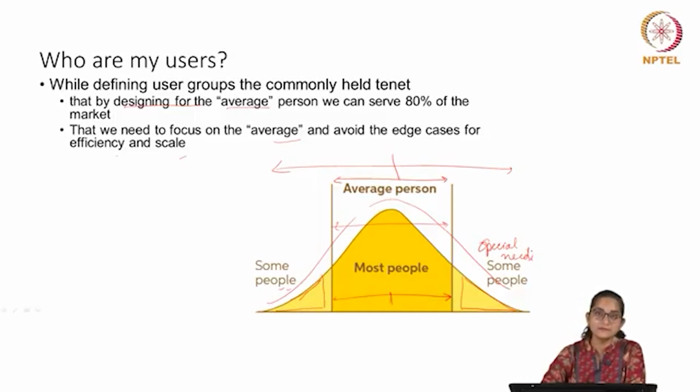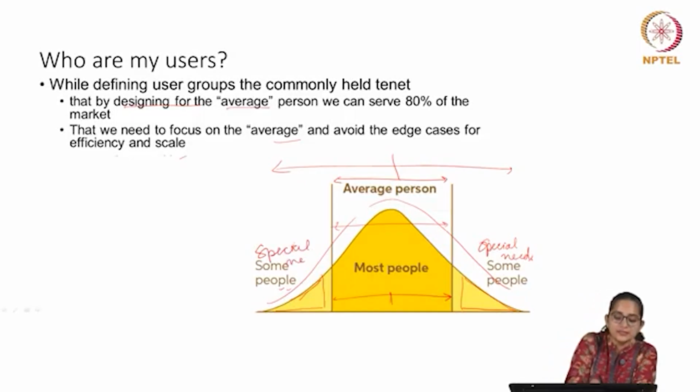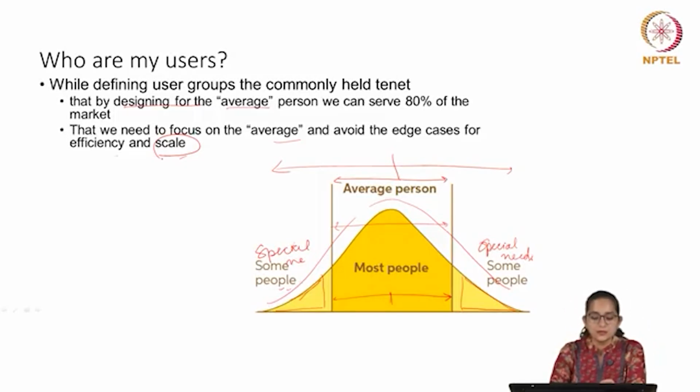These edge cases will have special needs, and in order to cater to those special needs, the scalability of the solution might get affected. When we say scalability, maybe we are talking about mass production, maybe we are talking of mass dissemination of some plugin or some update, right? So if something needs to be customized or tailored, it is common understanding that it will affect the scale and the efficiency of production or dissemination or manufacturing, right? So it is always ideal to design or focus for the average person.